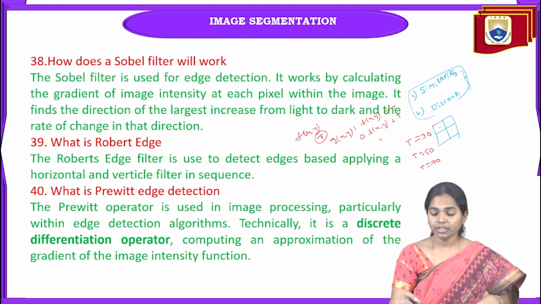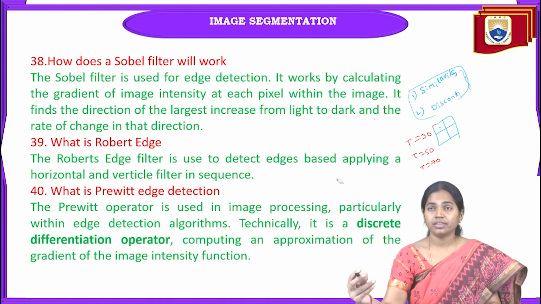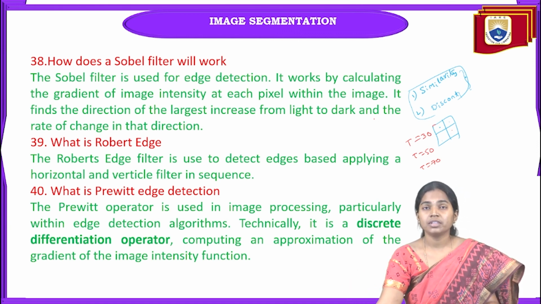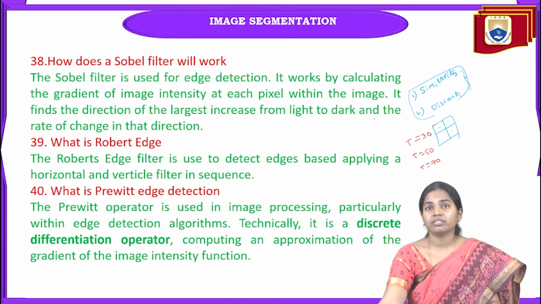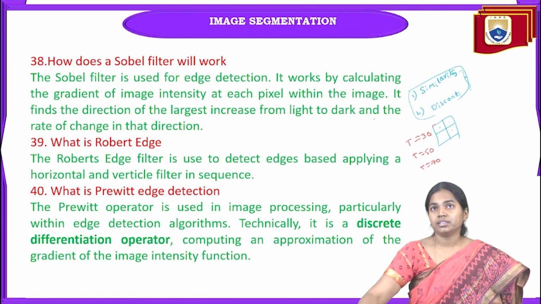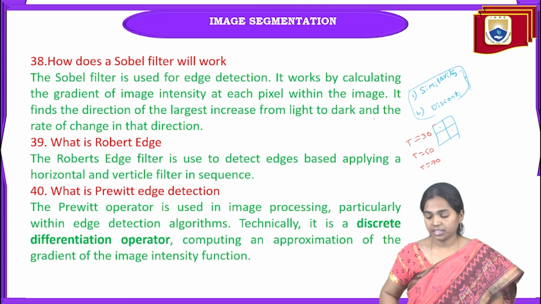And here, local processing and global processing: global processing is where we consider the entire image's gray levels, and in local processing we consider f of x comma y and p of x comma y. And here, with the use of filters, we can detect edges, with edge detection using the Sobel filter, Roberts filter and Prewitt edge detection. So these are the definitions and terminologies of image segmentation.